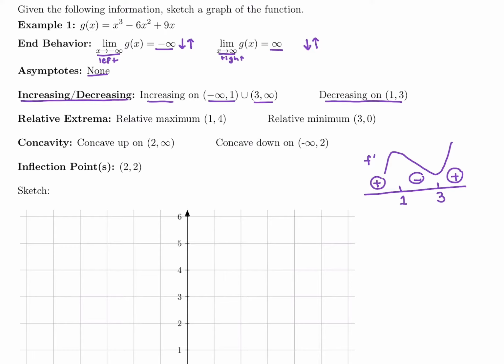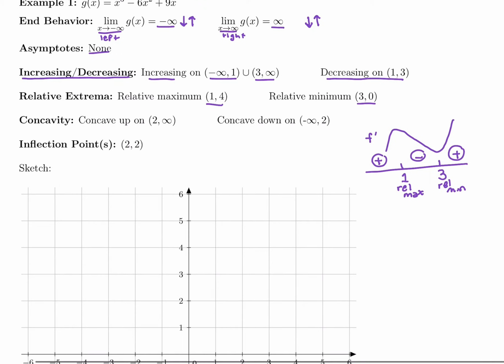So from this, of course, because we switched from increasing to decreasing, we are going to get a relative max at 1, and then decreasing and increasing, that's going to give us a relative min at 3. And we're actually given these full points here, so we don't have to plug in and find those y values. The next part says the relative max is at 1, 4, and the relative min is at 3, 0.